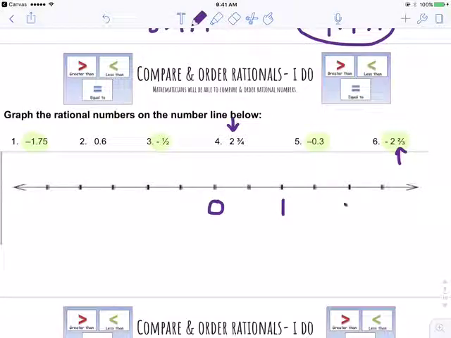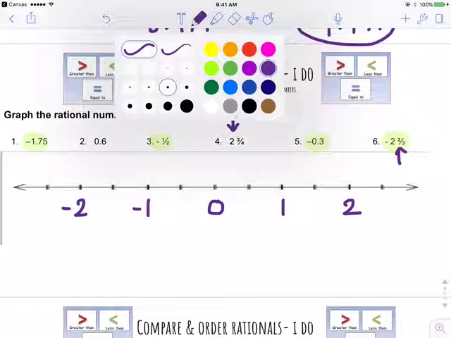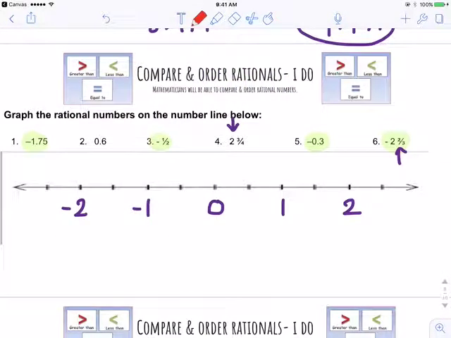So I'm going to choose to skip every other one as well as put in just whole numbers up to 2 because I don't have very big numbers here. So when I go to start placing these, I am going to do my negatives first. I already put an arrow by negative 2 2/3, which is the same as 2.66. So I know that this is at the halfway point right here, and I know 66 is on the other side of that. So I'm going to put a dot on my number line and label it 2 2/3.